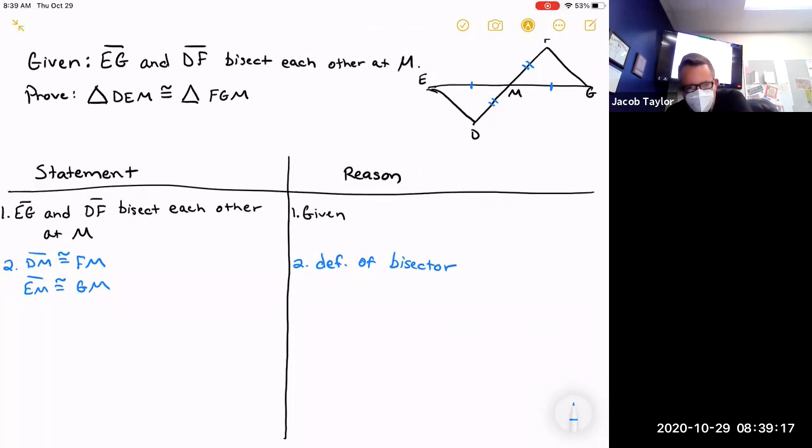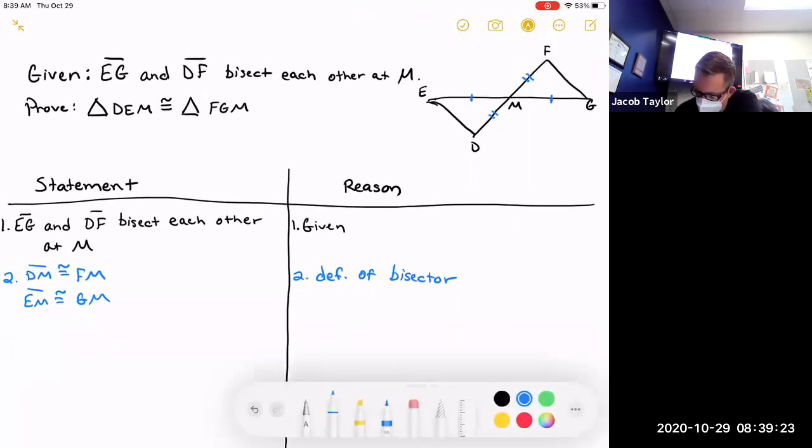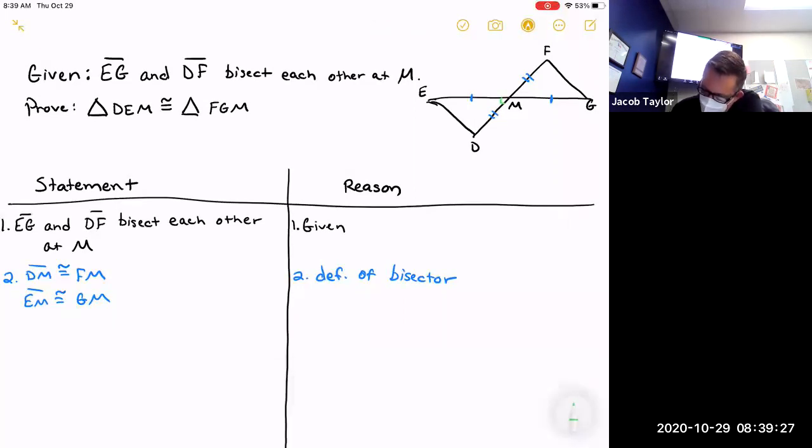And would you know that angle EMD is congruent to FMG because of the vertical? Very good. Ellie's got the next step. EMD is congruent to FMG because they are vertical angles. That's going to be our next thing. So angle EMD is congruent to angle GMF because of the vertical angles theorem.